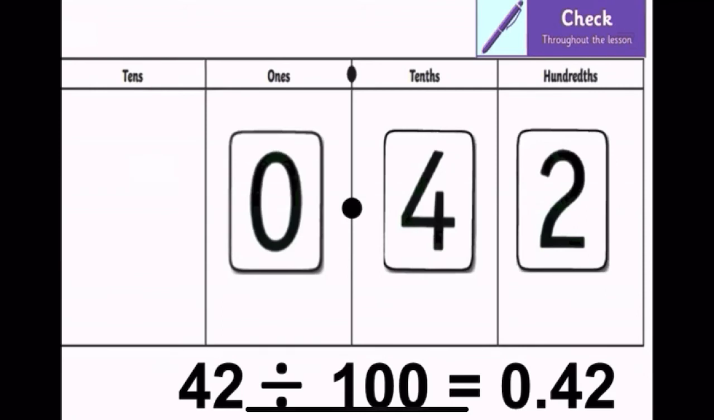So we're going to have a look at our steps to success now, and we're going to have a think about what we needed to do to divide a 1 and a 2-digit number by 100. Then we're going to look at our chilly challenges. So see you in a moment.